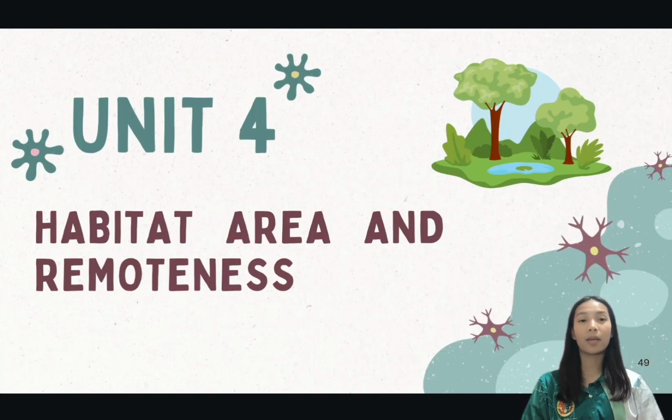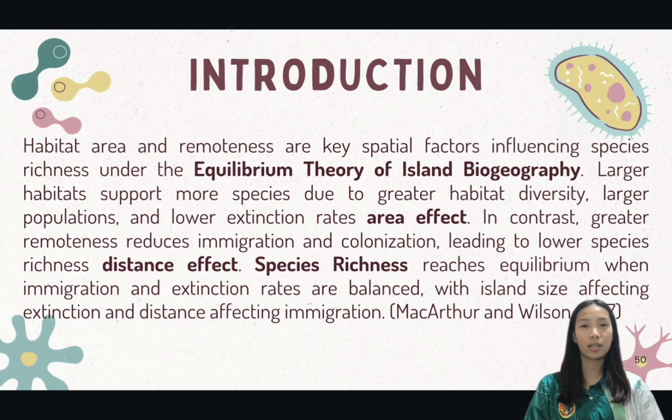Hello everyone, my name is Yelena Estrada and I will introduce our subtopic, which is habitat area and remoteness. The introduction is the equilibrium theory of island biogeography ay isang mahalagang konsepto na nagpapaliwanag kung paano naaapektuhan ang dami ng species sa isang lugar. It was developed by Robert MacArthur and Edward Wilson. The theory emphasizes the spatial factors, particularly the habitat area and remoteness.